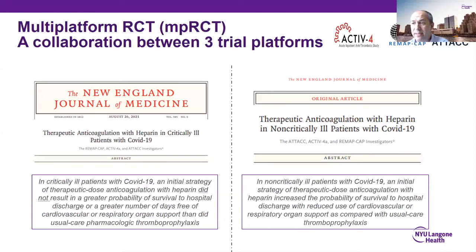There was no benefit in terms of organ support, and there was an increased risk of major bleeding. It was a little bit different in the non-critically ill patients, where those patients appeared to have a clinical benefit in terms of organ support-free days, approximately 3 or 4 days, but at the price of increasing the risk of major bleeding, and that gets to benefit versus risk. But clearly, this has directed care, not just here locally, but around the globe.